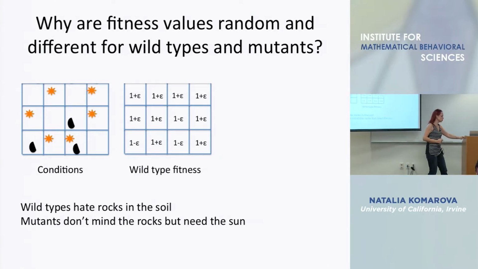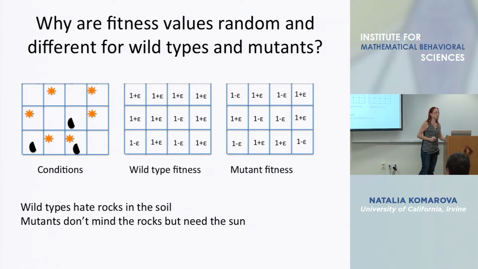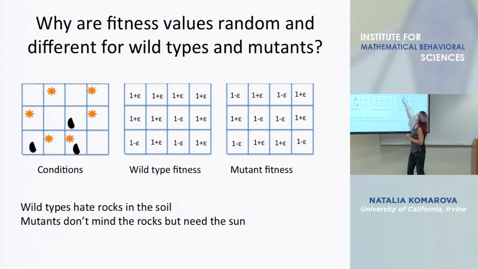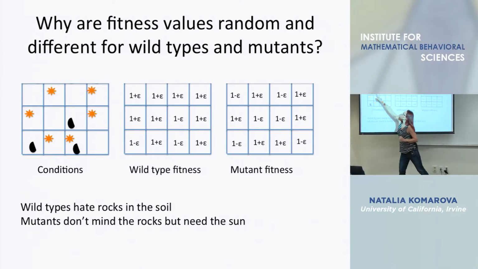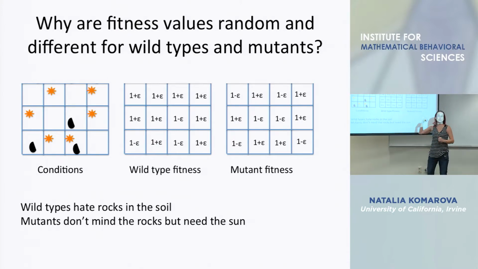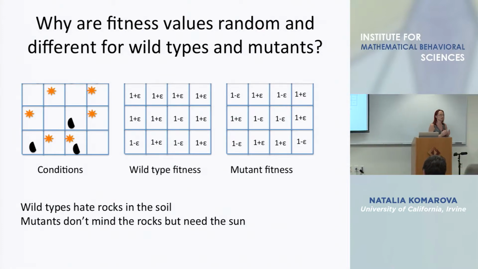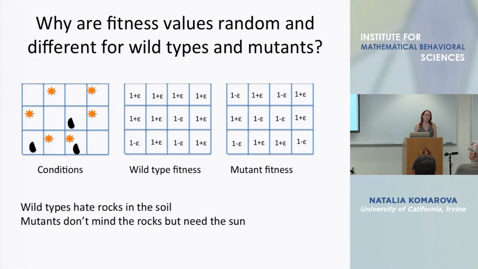Okay, but if you're a mutant, maybe you don't care so much about the rocks, but you absolutely need sunshine. So the mutant fitness is now dictated by the sunshine. So it's going to be 1 plus epsilon where there is a sun. You see, so these are different realizations. And they can be correlated, uncorrelated, anti-correlated. The most interesting case is uncorrelated, but we can study them all.